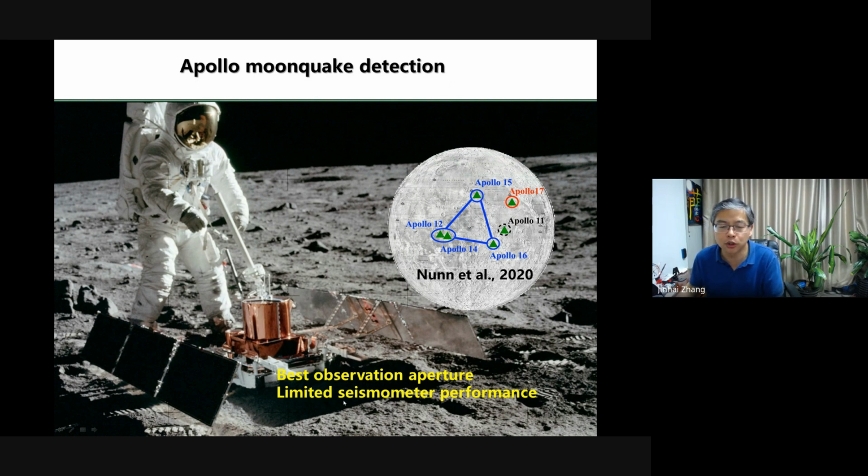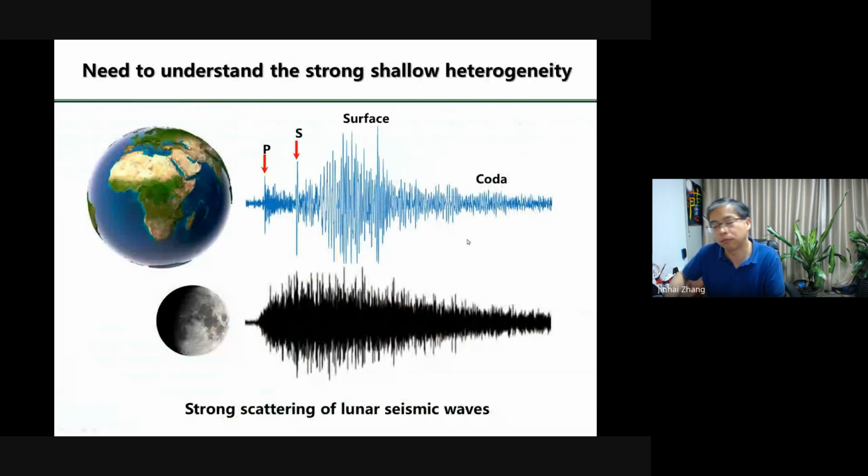However, due to the limitations of the Apollo era, the seismometer performance is not that good. So finally, the detailed structure of the moon, even for the core or crust, is not well determined until now.